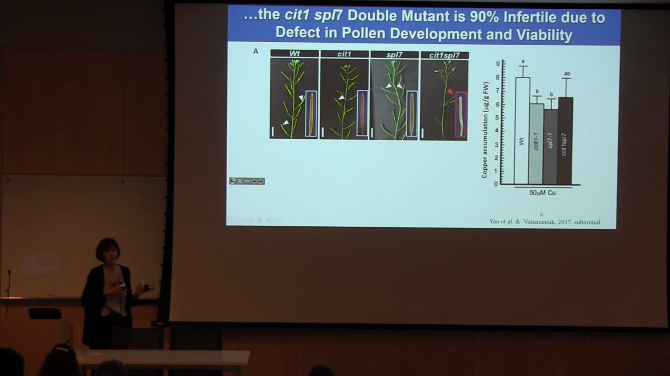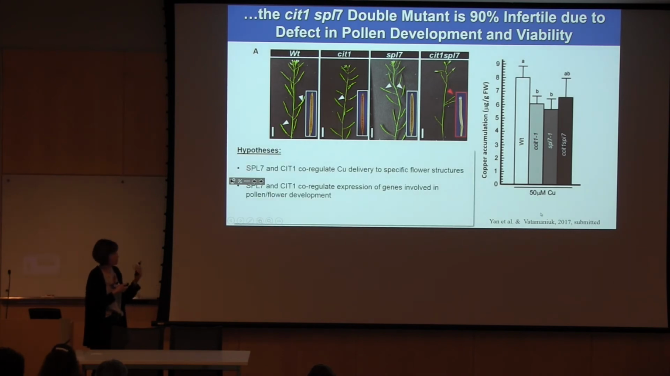Of course, we were thinking there are a couple of hypotheses. One hypothesis was that these two transcription factors coordinate copper delivery to specific flower structures. That was our favorite hypothesis. Although we could not exclude the possibility that these transcription factors regulate so many other things in a plant that maybe it has nothing to do with copper. But we favored the first hypothesis, and so how do we test that?